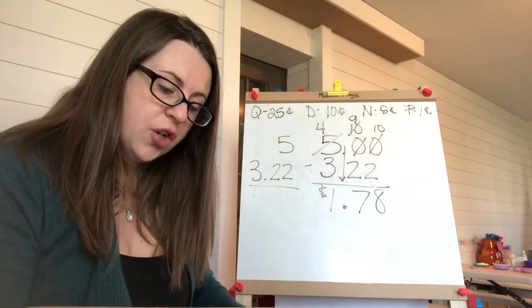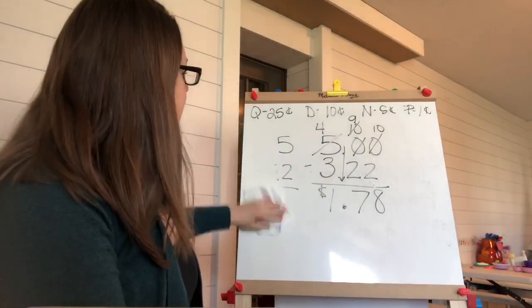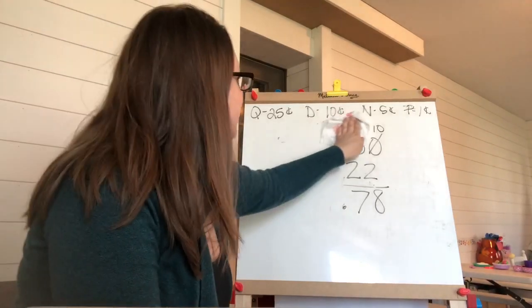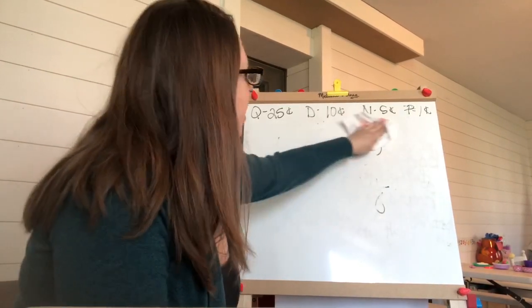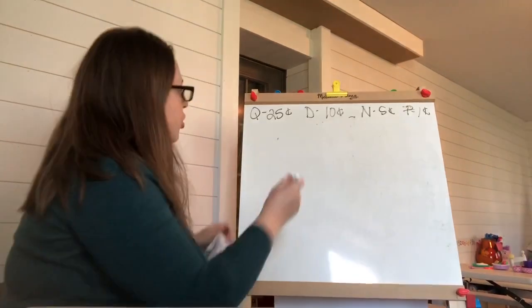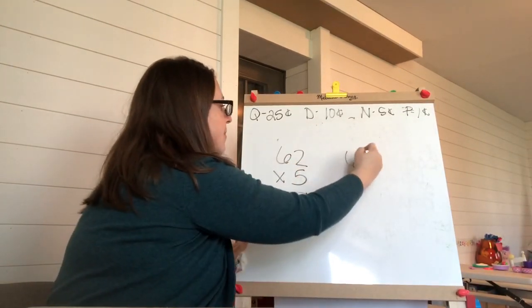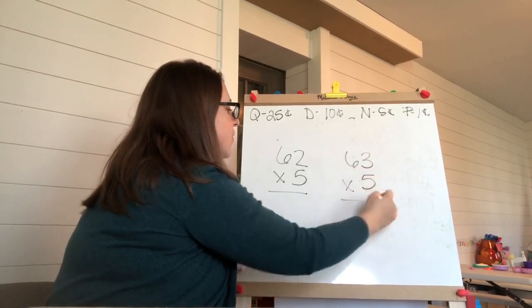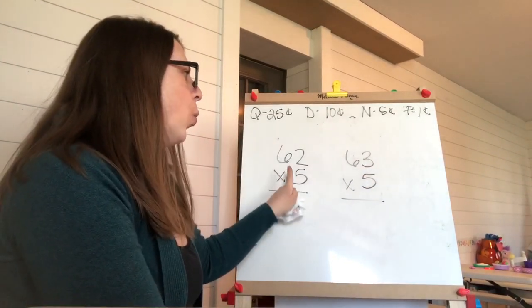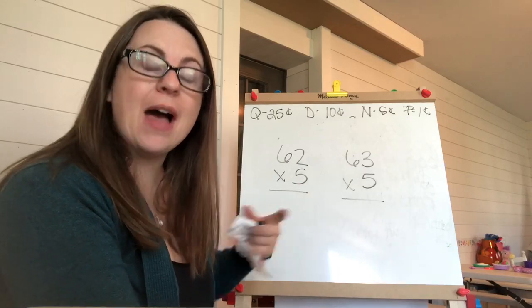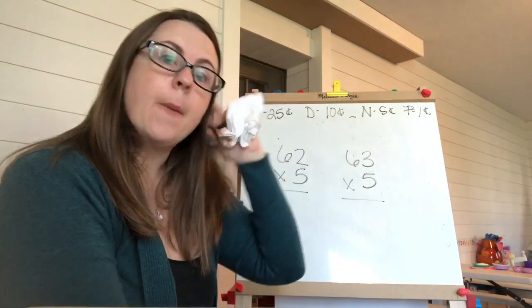All right, page 33, the challenge questions, 62 times 5 and 63 times 5. Make sure you're using the work that you already have done. If you find out what 62 times 5 is, then finding out 63 times 5 would just be adding one more group of 5. So do not do extra work if you have problems that can help you with the next problem.